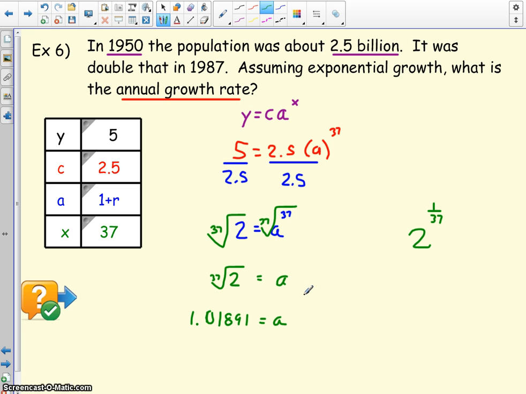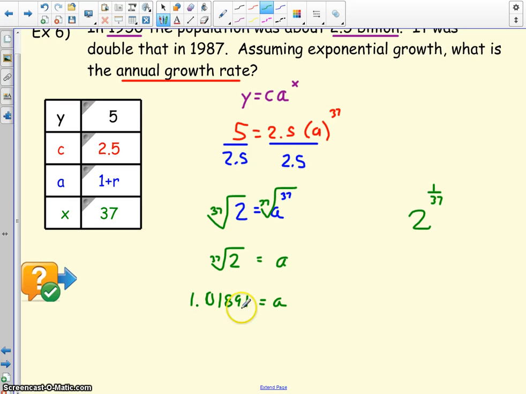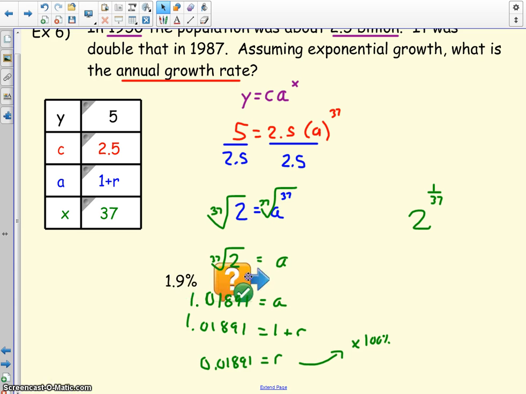Okay, so that's going to be my A value. So if we want the actual growth rate, it's not A we want, it's r. So since this is growth, A is going to be equal to 1 plus my growth rate. So I need to go through that extra step to solve for r. So just subtract 1 from both sides of the equation. So I get r equals 0.01891. So that's my growth rate. It is as a decimal. I want to turn it to a percentage, so I'm going to multiply that by 100%, which should give me a final growth rate of approximately 1.9% per year.